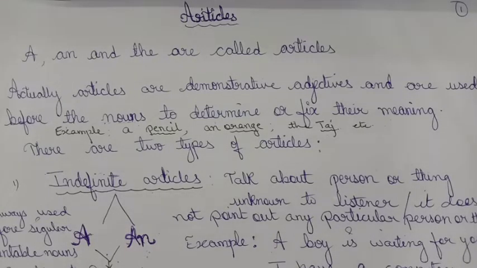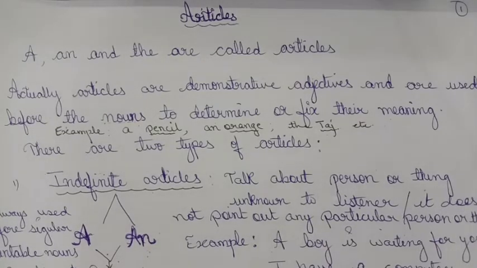Suppose you say that a boy is waiting for you. Do you know anything about the boy I'm talking about? No. Right? You're not sure. So there you're using this word a. When you are unknown to the person, you use a. Kindly make sure it is used before a word beginning with a consonant or a consonant sound. You will use a with a word beginning with a consonant or a consonant sound.